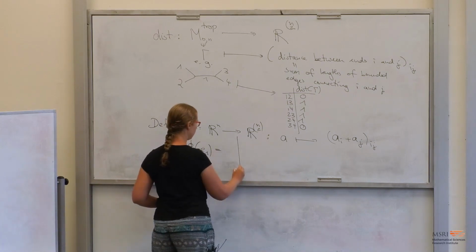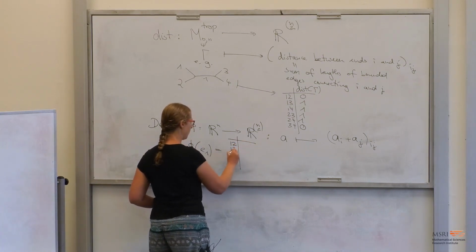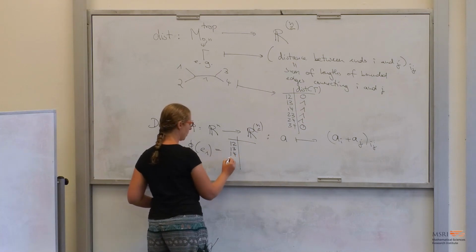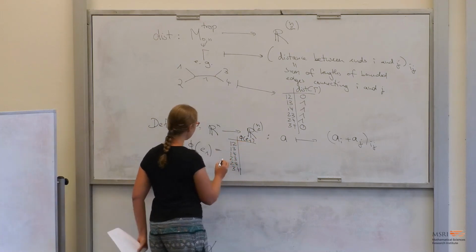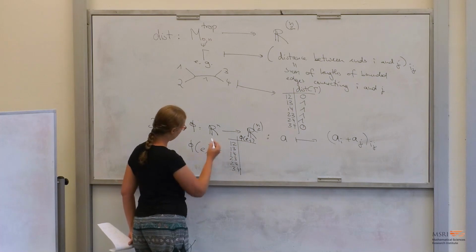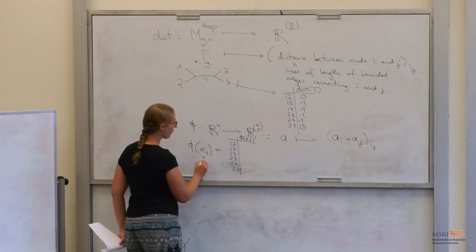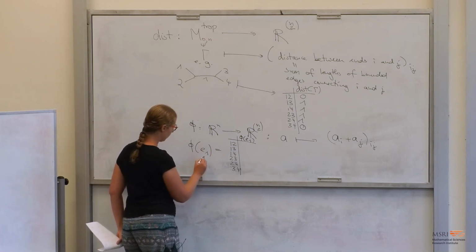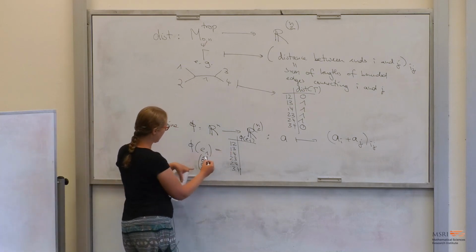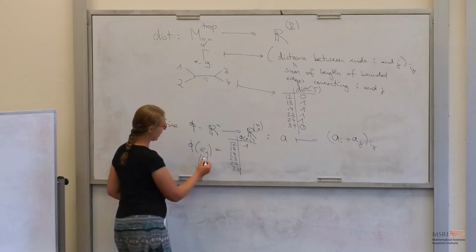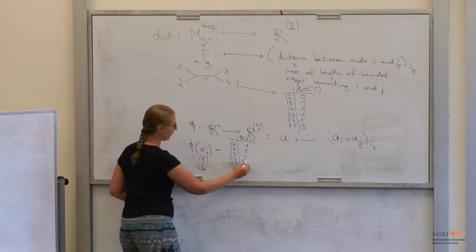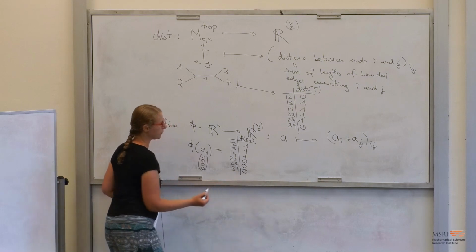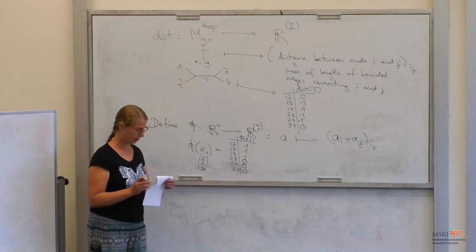Just to have an example, phi of e1. Let me label those coordinates again to keep track: 12, 13, 14, 23, 24, 34. And then what is phi of e1? e1 is 1, 0, 0, 0. So for 12, I have to add 1 and 0. Here I have to add 1 and 0 for 13. Now I have to add 1 and 0 for 14. Now I have to add 0 and 0 for 23, 24, and 34. So I get 1, 1, 1, 0, 0, 0.